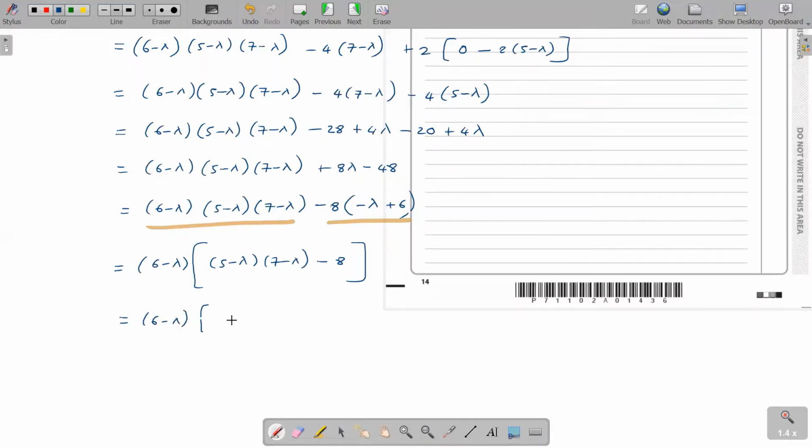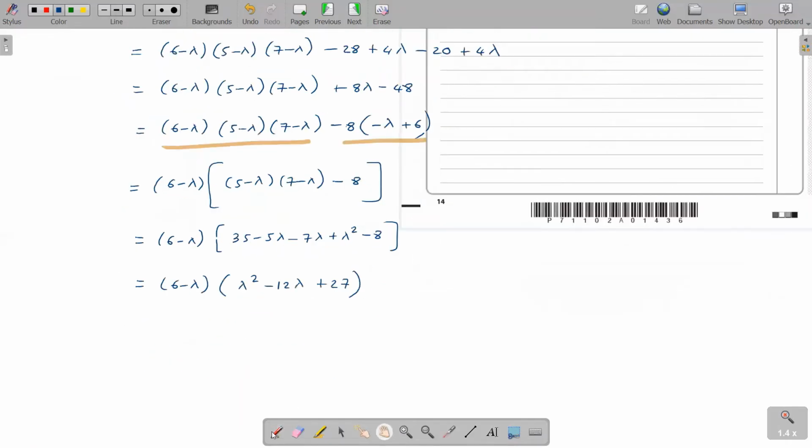6 minus lambda times, here you open the bracket: 35 minus 5 lambda minus 7 lambda plus lambda square, minus 8. This gives me lambda square minus 12 lambda. How much is 35 minus 8? Can you all factorize? What are the factors here?